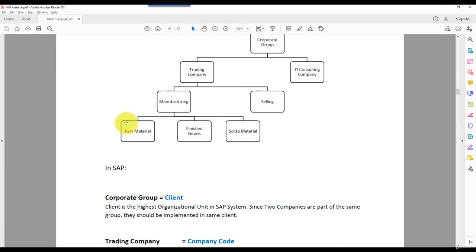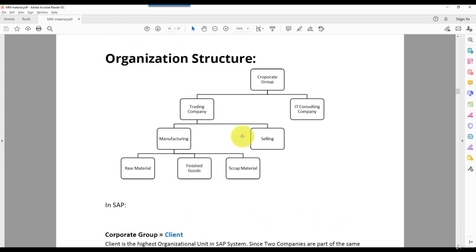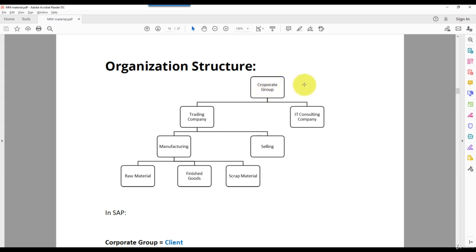Under this plant, you need to create three different storage locations. Since we are storing raw material in one location, finished goods in one location, scrap in another location, to identify clearly, we need to create a storage location for raw material, another storage location for finished goods, another storage location for scrap material. So that means we need to create three storage locations. Hope you understand. Corporate group is nothing but client. Trading company and IT consulting company are going to map to company code.